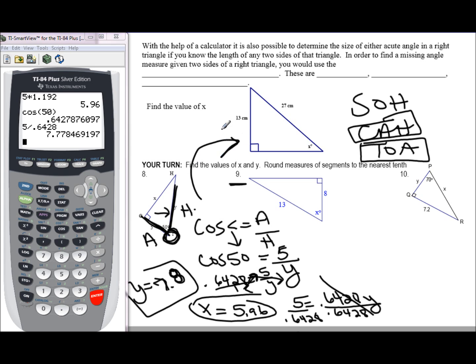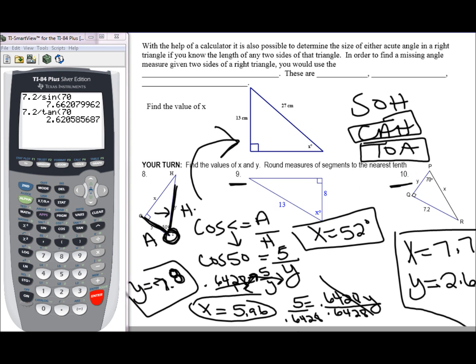Okay, number 9 is going to be very similar to this problem right here. I'd like for you to pause the video and see if you get what I get, and I'd also like you to pause the video and see if you get what I get for number 10. Okay, so for number 9 you should have gotten 52 degrees, and for number 10 you should have gotten x is 7.7 and y is 2.6.